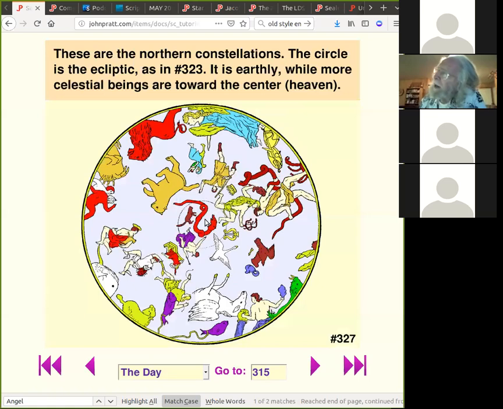And this, by the way, is centered, well, you can see what it's centered on. The circle is the ecliptic. And this center is called the North Ecliptic Pole. These are the northern constellations. And outside of this, down in the southern, is mostly water, and under the ground in the nether world, and it's mostly evil creatures, sea monsters, sea serpents.